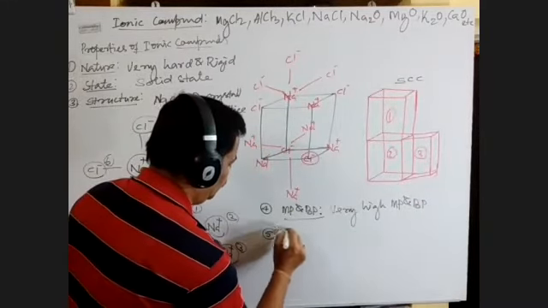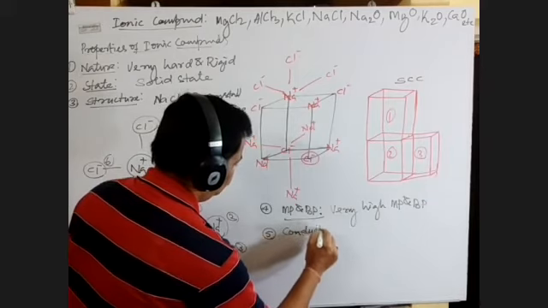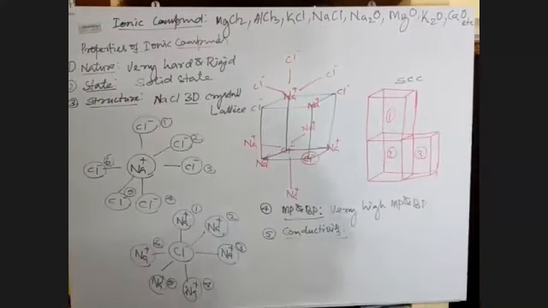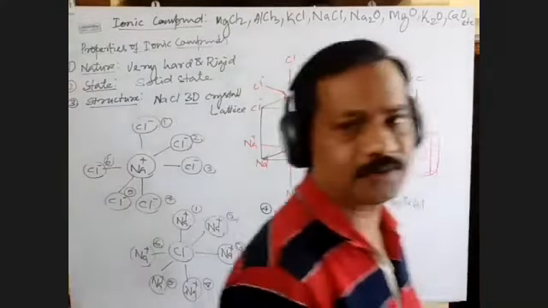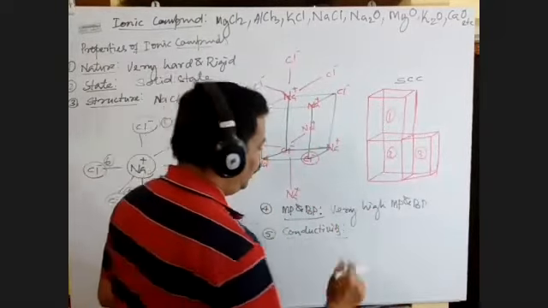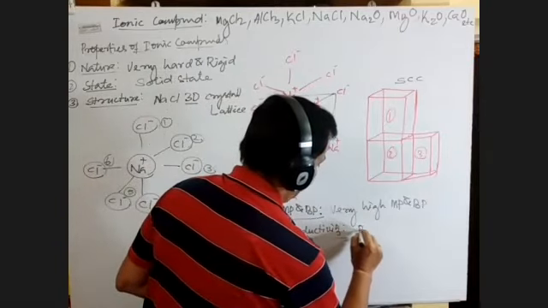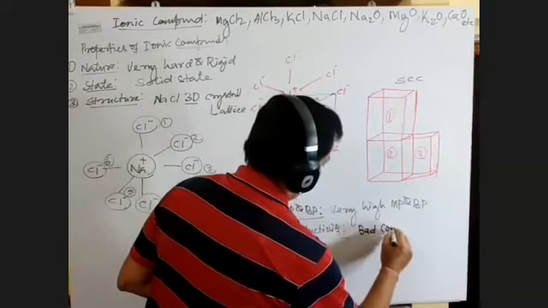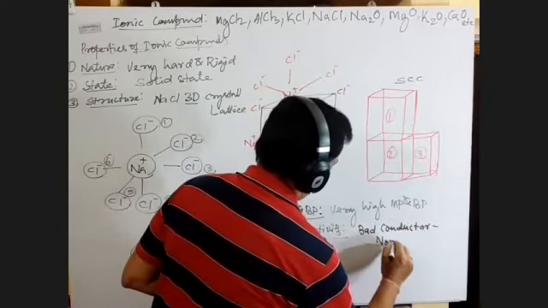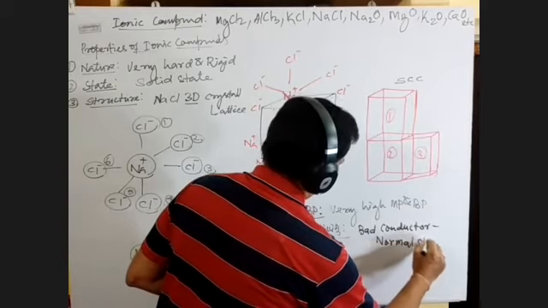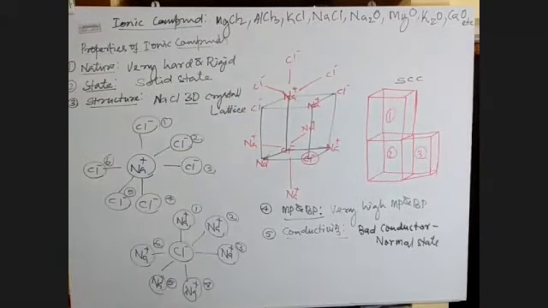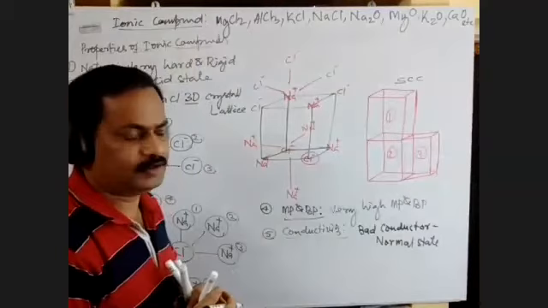The fifth point is conductivity. So what is conductivity? Thermal conductivity or electrical conductivity. Generally, they are bad conductors in the normal state, because no free ions are available. That's why they're bad conductors in their normal state.